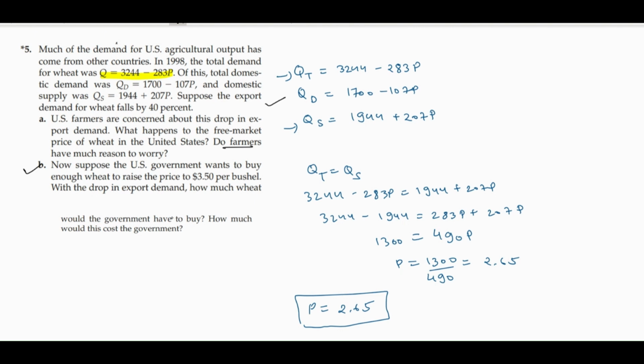You have to find how much wheat the government has to buy, and what the cost is. To find the cost, you just multiply the quantity the government buys by the price 3.50. This will be the total cost to the government. Finding this quantity is the task I want you to do.